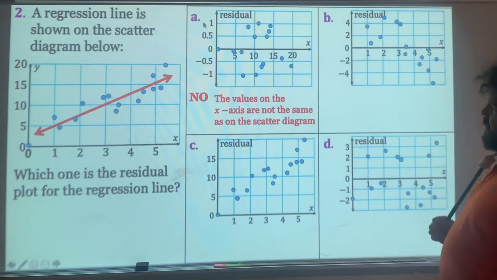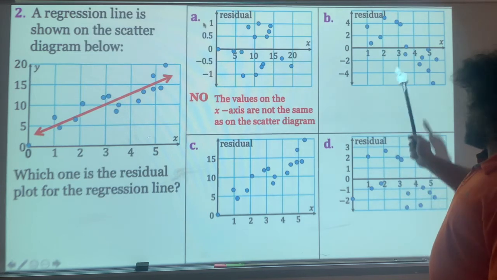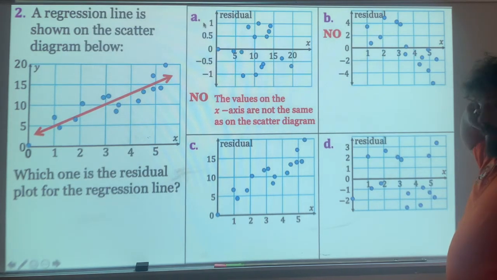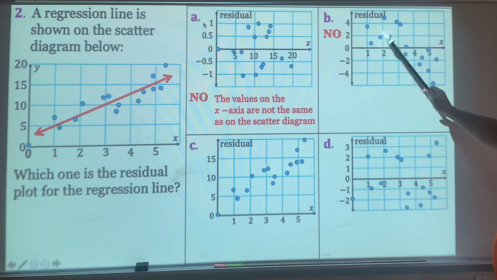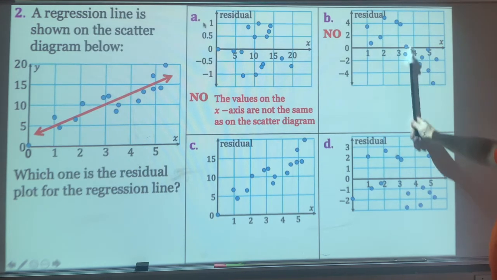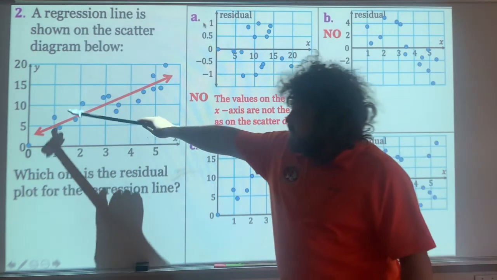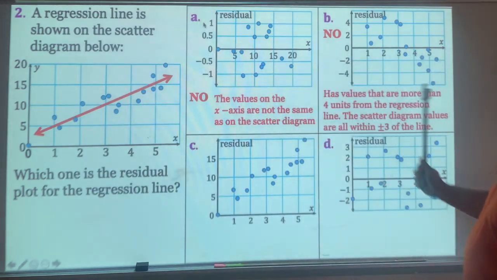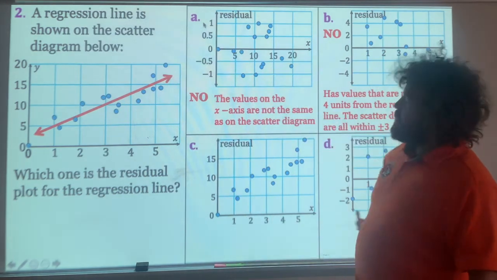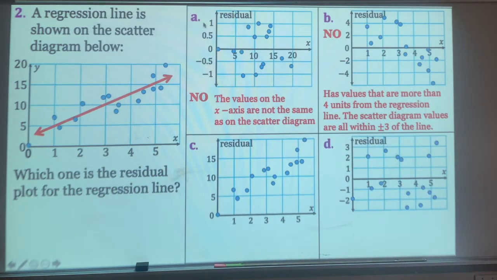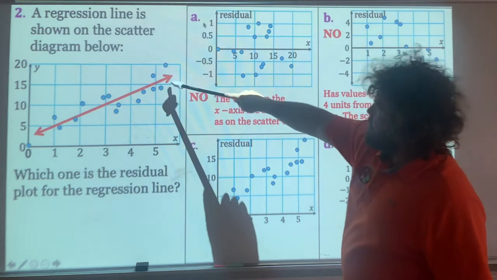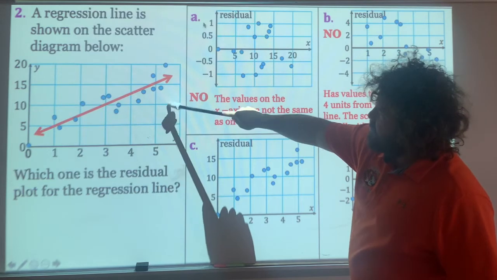So what about B? Does B look good? Not B either. Why not B? Well, look at, in this case, all the residuals are above, then all the residuals are below. But in this case, you have stuff above and below the whole entire time. So it has values that are more than 4 units from the regression line as well. And look at this one. This value right here is over 4 units away. None of these things are 4 units away. All right? This one, 5 units away. Look at this. There's nothing 5 units away over here. It'd be all the way down here.